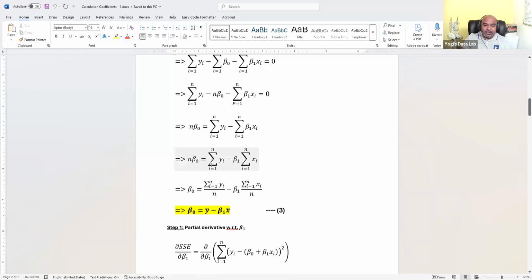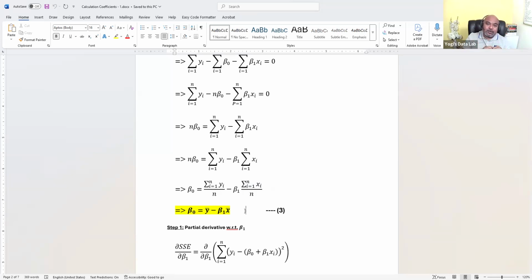Further, move this n to the denominator. So you get summation i equals 1 to n yi by n minus beta 1 summation i equals 1 to n xi by n. If you look at this part, it is nothing but the average of y, the mean of y, and this is the mean of x. So I can say that beta 0 is the average of y minus beta 1 times the average of x. So this is one equation that we got, which tells me the formula for beta 0. This is the result when I differentiate my loss function with respect to beta 0.